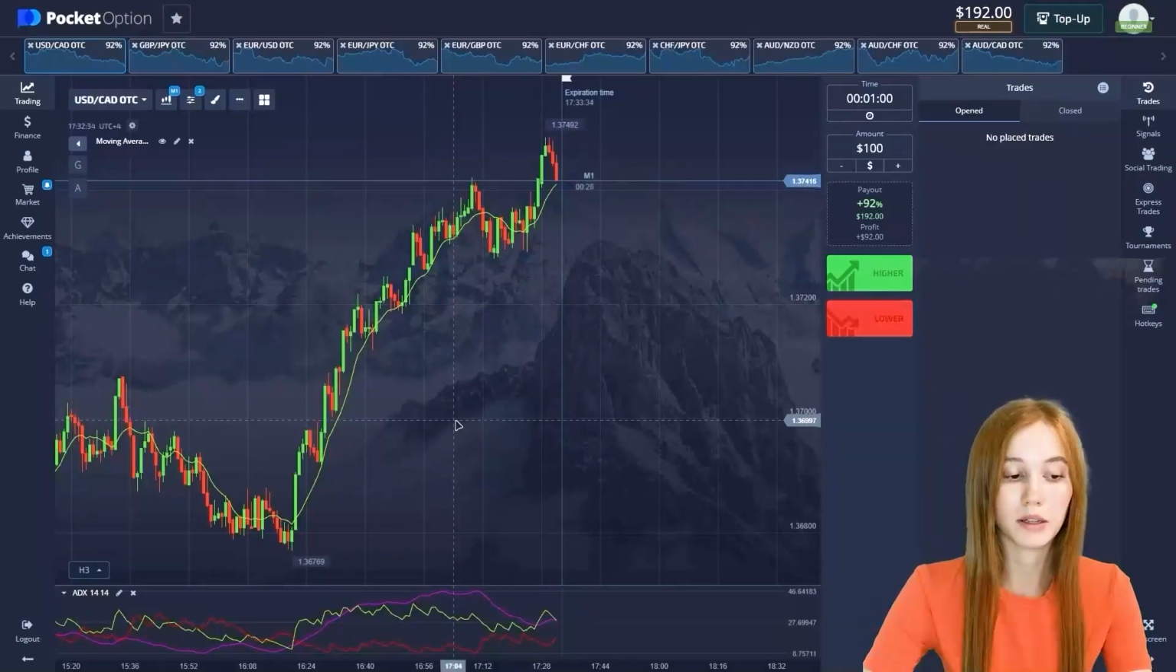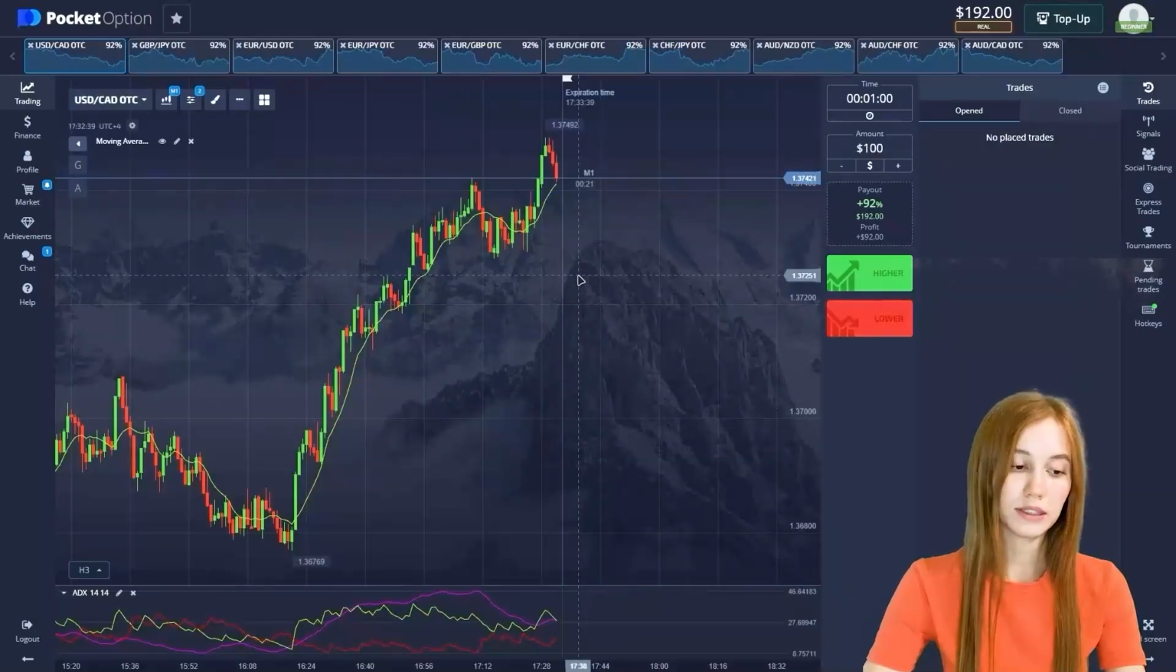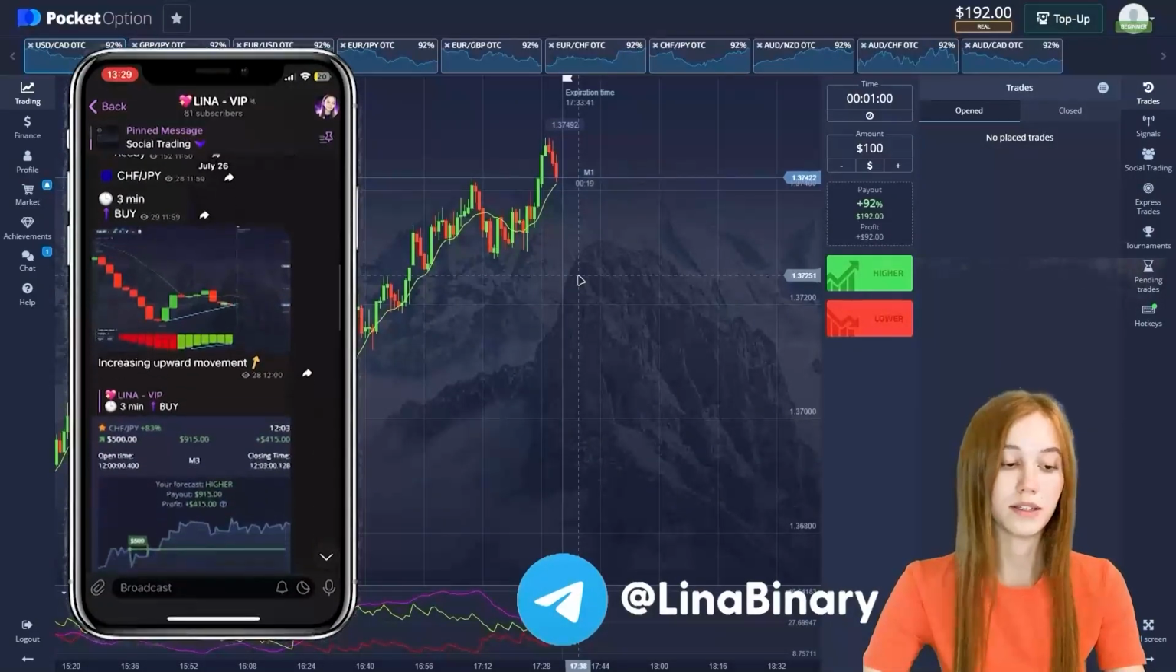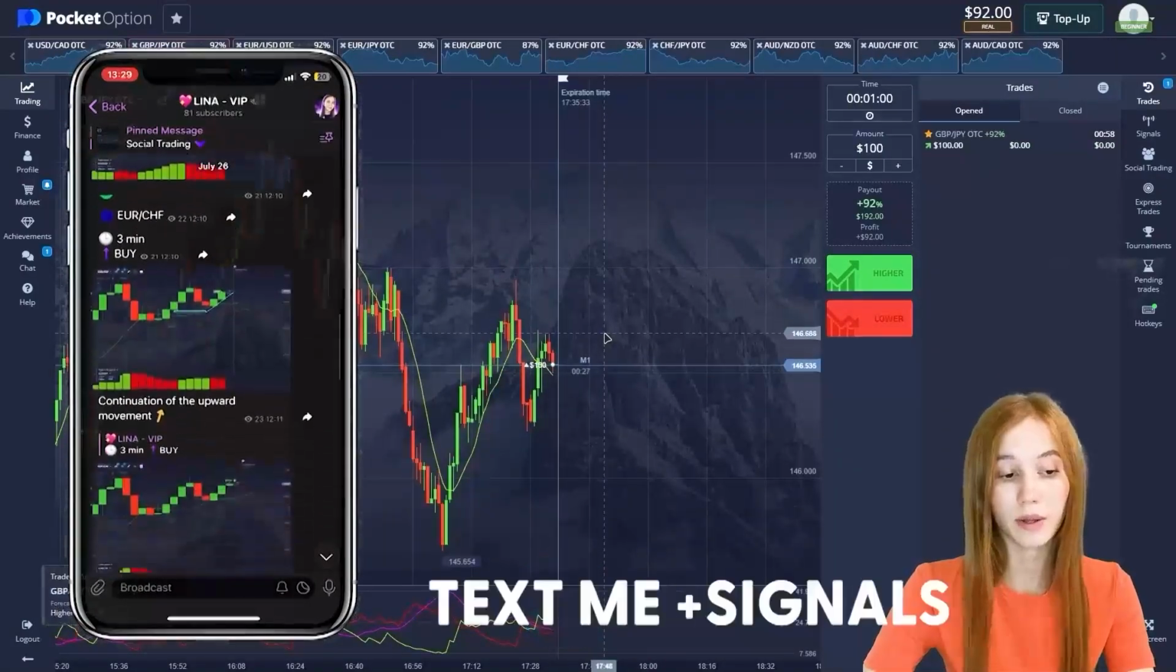Unfortunately, it took me a long time to explain, but we see that the balance has become greater. It's currently 192. And next pair, let's open for an increase right away.